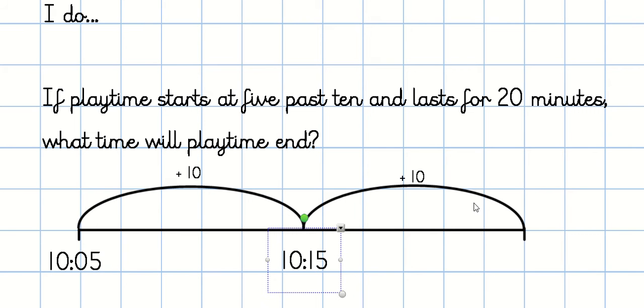If we're going on 10 minutes again, it's going to take me from 10:15 to 10:25, because I've gone on 10 more minutes again. So I know my two jumps of 10, which equals 20 altogether, is going to take me from 10:05 to 10:25.